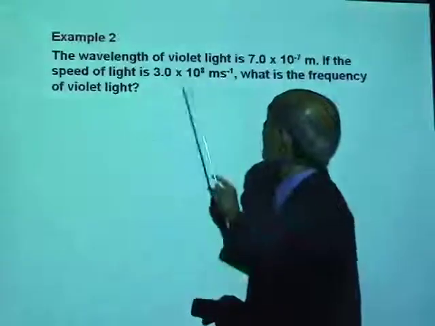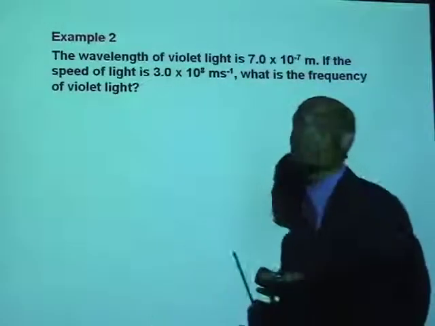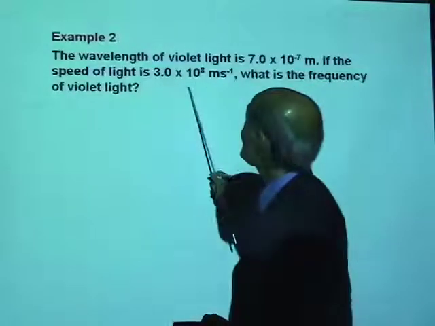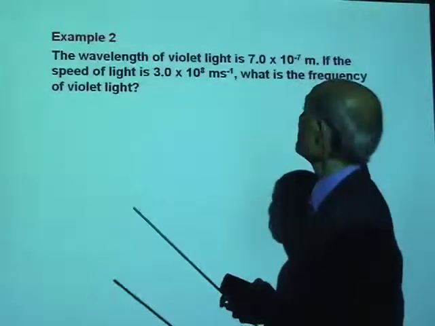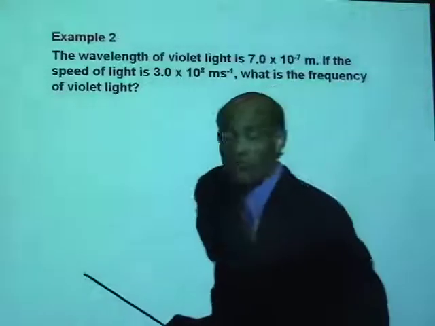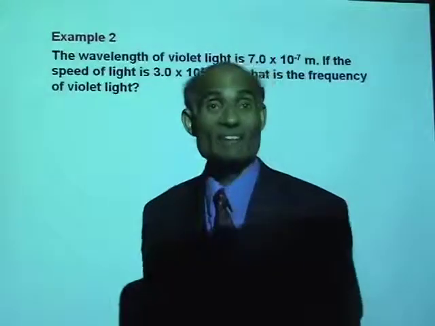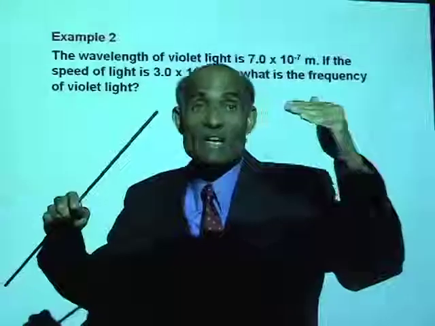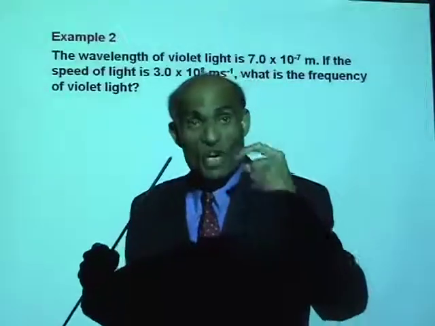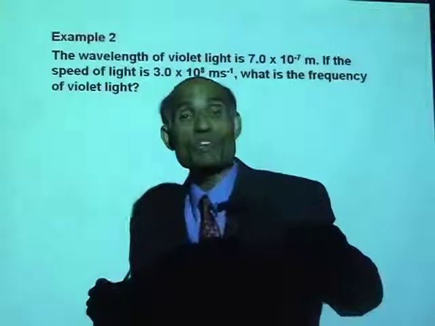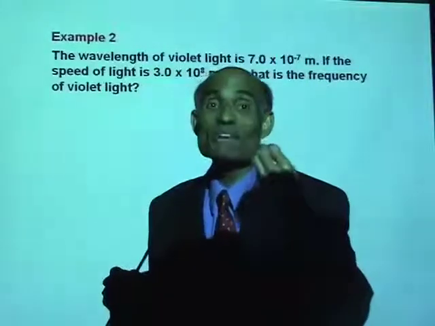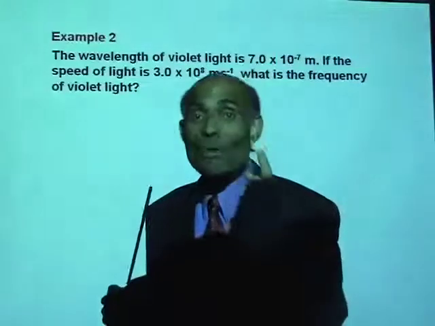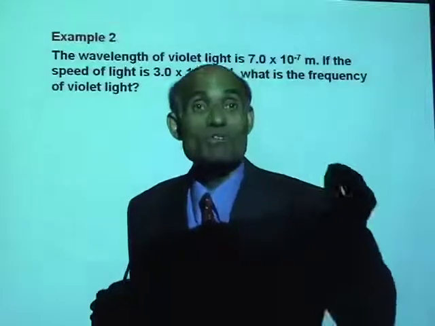The wavelength of violet light is 7 times 10 to the negative 7 meter. If the speed of light is 3 times 10 to the 8 meter per second, what is the frequency of violet light? I hope you know by now that the colors that you have in white light, the colors are different because of the frequency and the wavelength. Each color corresponds to a particular wavelength and therefore a particular frequency.